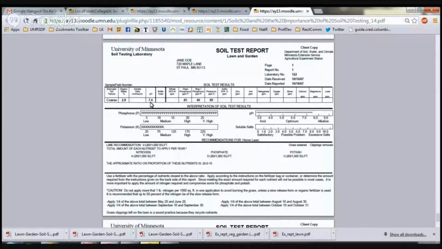pH, 7.6, we have alkaline soils, okay? It's not terrible, right? But, you know, neutral, be 6, optimum 7, so 7.6 is fine. Organic material, 2.8%, so if we round that up, that's 3%. So that's fine, it's, you know, average, okay?